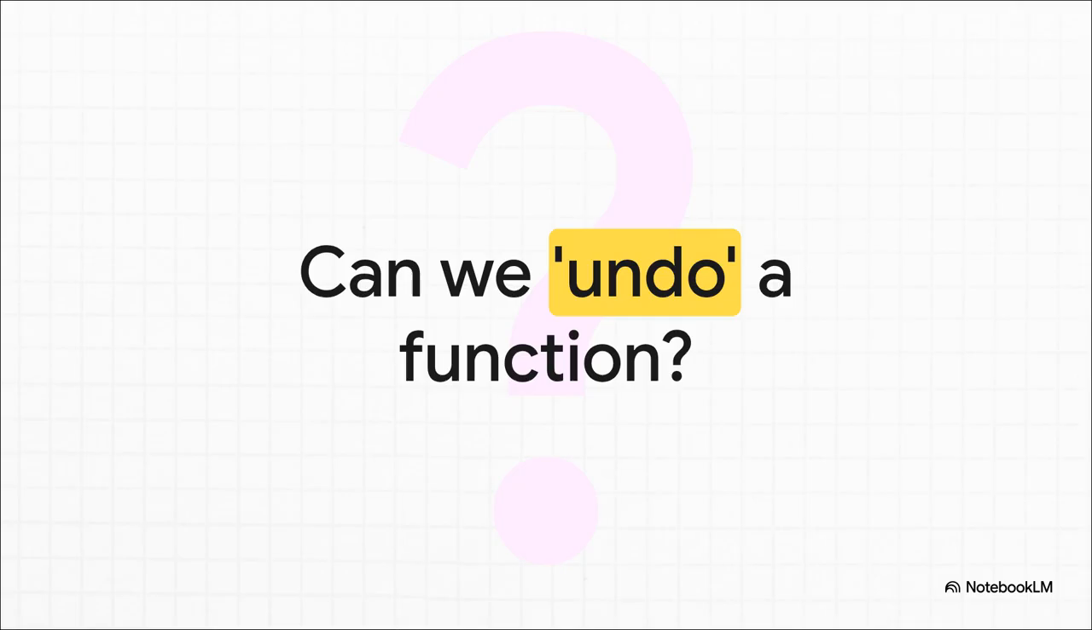If a function takes a number, does something to it, and spits out a new number, can we go backwards? Can we build a machine that takes that output and perfectly returns the exact number we started with? Can we undo it? That's the puzzle we're going to solve.